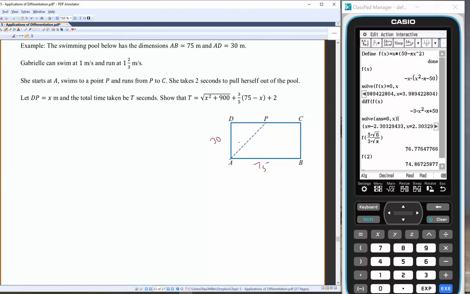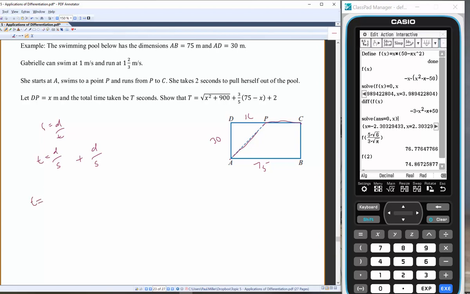Let dP equal x, the total time taken to be t seconds. So here's something we need to know. Speed equals distance over time. So what we want to do is work out the time taken. So time is equal to distance over speed. So we're going to work out this distance here and throw it over the speed, plus we're going to work out this distance here and throw it over the speed of that leg there.